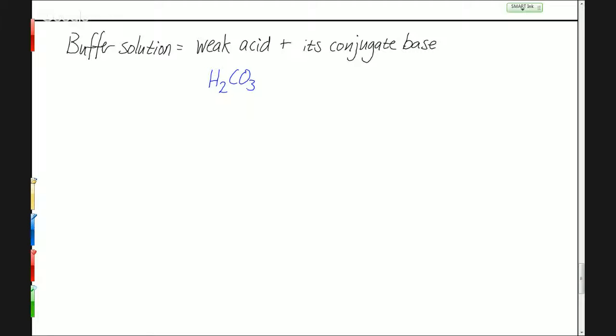Yeah. So we get rid of H plus to make the conjugate base, and that's going to leave HCO3 minus. Remember, we have to change the charge as well when we take that away, because we're taking away a plus. So you take away a plus from something that's neutral, and you're left with something that's -1. All right, so that's our buffer solution, the weak acid and its conjugate base.